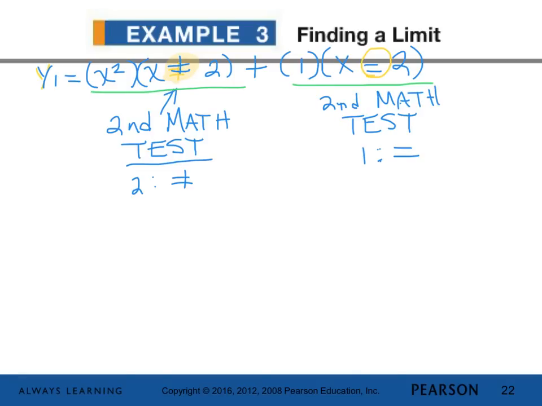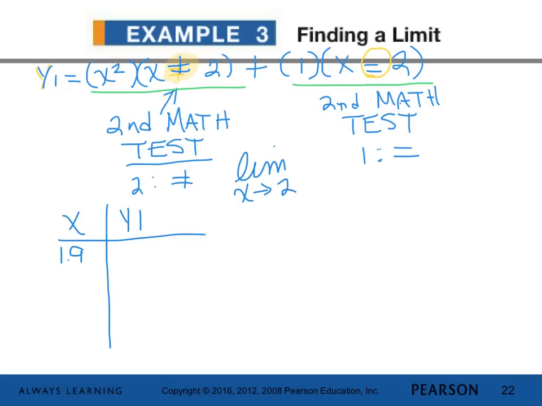So at this point, we're going to build the table, and I'm actually going to put it in more like what you're going to see on the calculator now, rather than the one all the way across the page. So on your calculator screen, you'll have an X at the top of the page, and then you'll have Y1. And since we're trying to find the limit as X approaches 2, we're going to start with a number that's less than 2, such as, for example, 1.9. And we're going to get that it's 3.61.